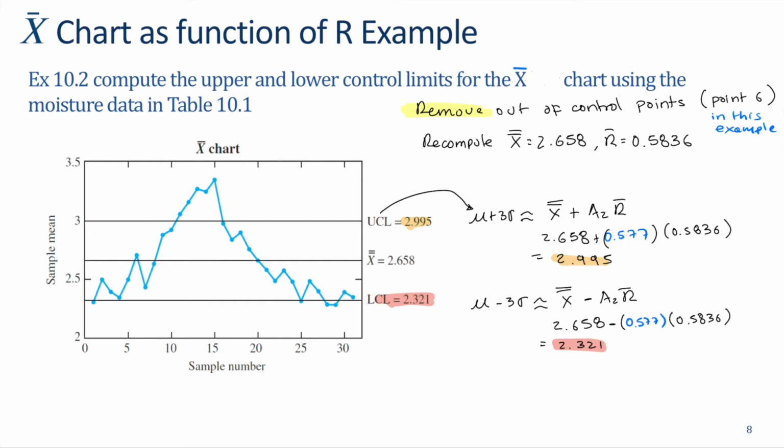As we plot all the means for the different samples, we can notice that there is a range of points that are outside of the upper control limit. So therefore, these points are out of control and they need to be addressed.